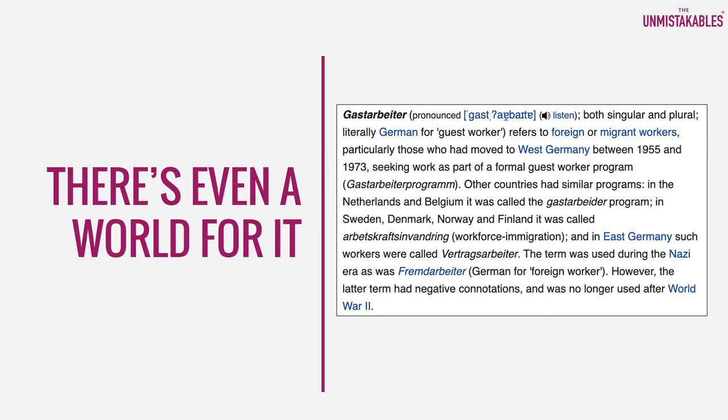In some countries, as you'll see on the next slide, there's even a word for it. So in Germany, the word Gastarbeiter literally refers to a guest worker, someone who is foreign or a migrant worker, and they moved to West Germany between 55 and 73 to help rebuild the country during post-war. And the thought around Gastarbeiter was always that they would return back home. A lot of them came from Turkey. Other countries had similar programs: the Netherlands, Belgium, Sweden, Denmark, and Norway. And it's been long documented.